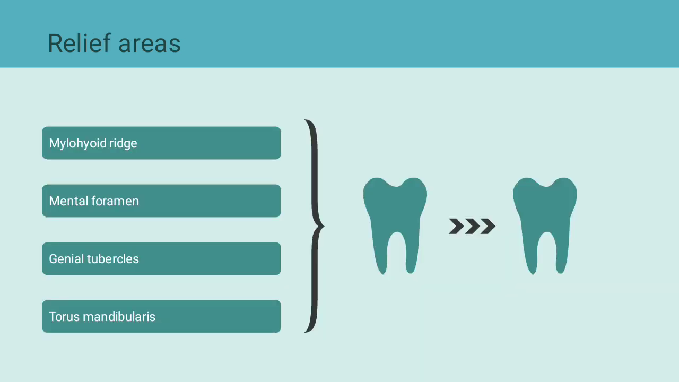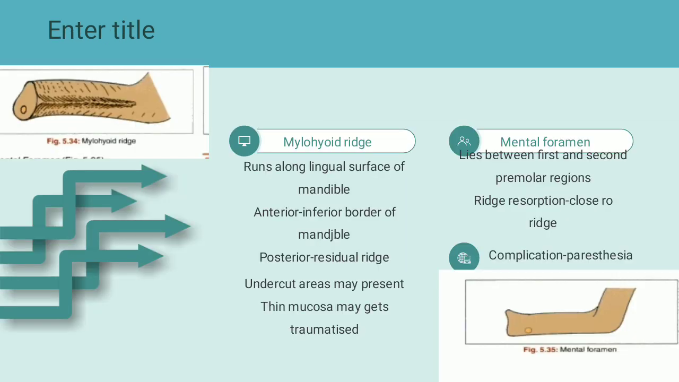Next, we go into the relief areas. Four areas will be involved here: mylohyoid ridge, mental foramen, genial tubercles, and torus mandibularis. First, we go into the mylohyoid ridge. This is the mylohyoid ridge. It runs along the lingual surface of the mandible. Anteriorly, it is bounded by the inferior border of the mandible. That is the inferior border of the mandible. And posteriorly, it is bounded by the residual ridge. Undercut areas may be present because of thin mucosa. It also gets involved in traumatization.